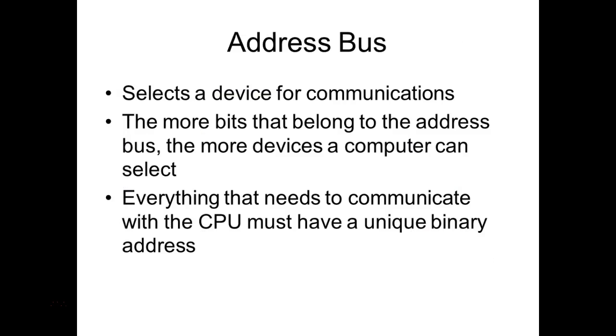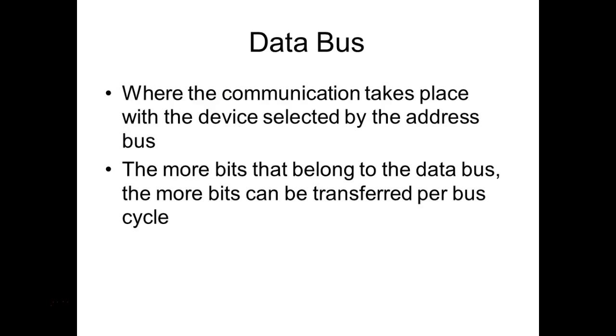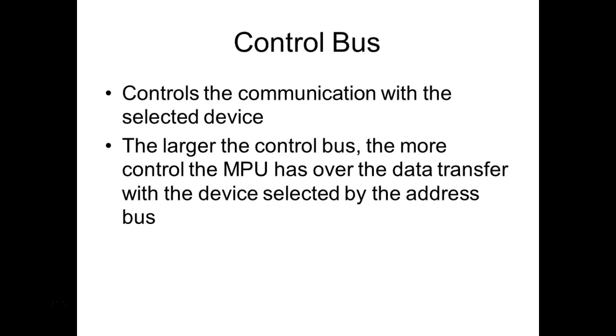So the address bus is used to select. The data bus is where the communication actually takes place. And then the control bus controls the communication between the selected device and the processor. And there's a lot of control, guys, that we're not even thinking about. This just gives you a little idea of what's going on, billions of times, or millions of times a second.